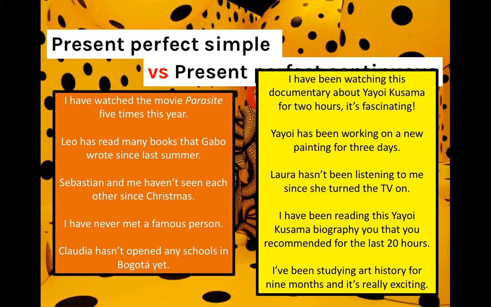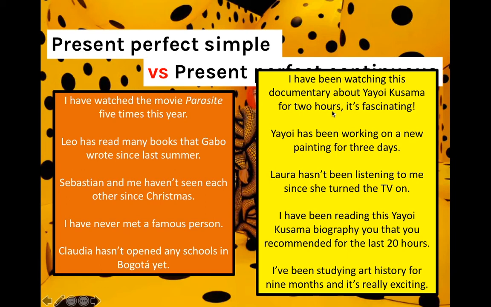And Claudia hasn't opened any schools in Bogota yet. We use yet, and in this case, well, the schools were closed at some point in the past 2 months ago, and none of the schools have been open. So we use the present perfect simple. Now let's see examples of the present perfect continuous.